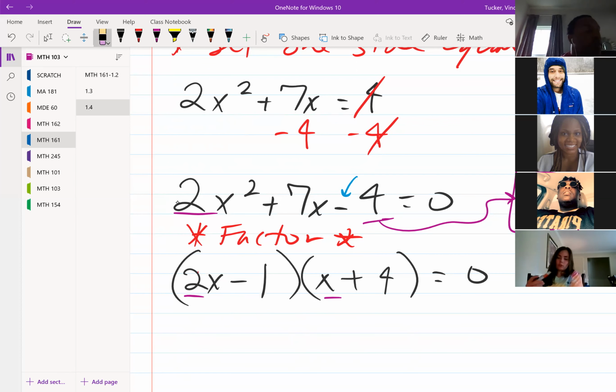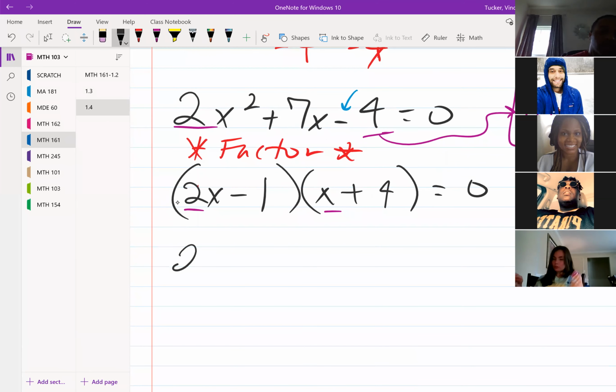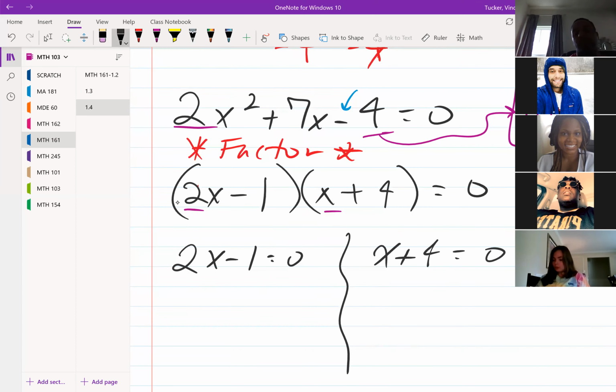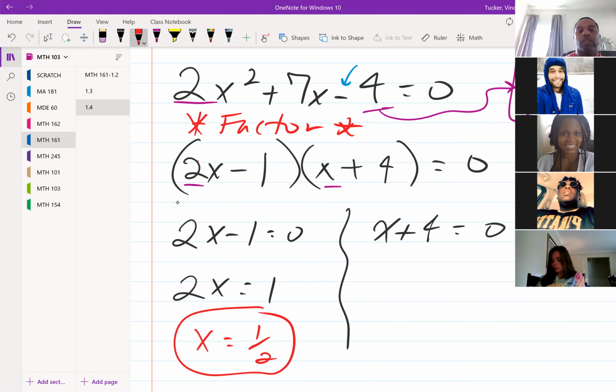Once you've done factoring, you can go ahead and set each part equal to 0. Add 1 to both sides. That'll be 2x equal to 1. Then divide by 2. x is equal to 1/2. Then in the next one, subtract 4 from both sides.